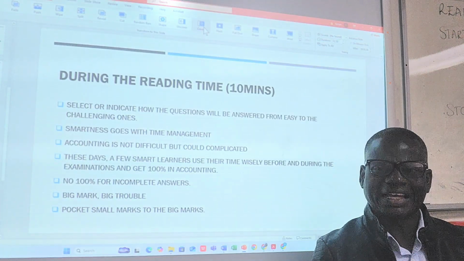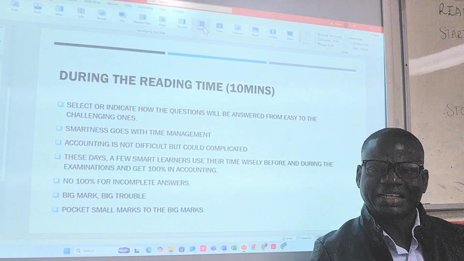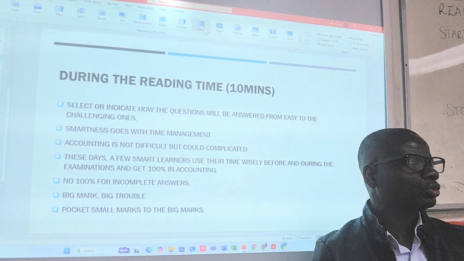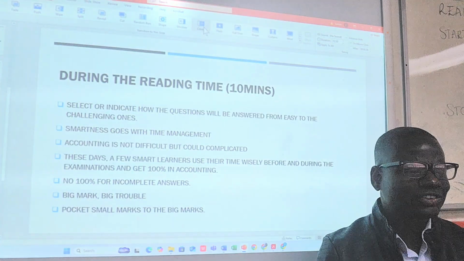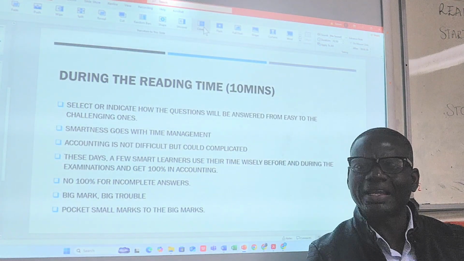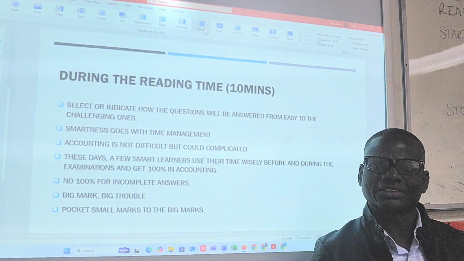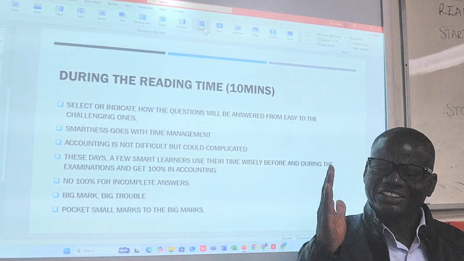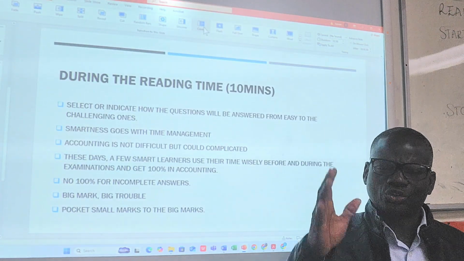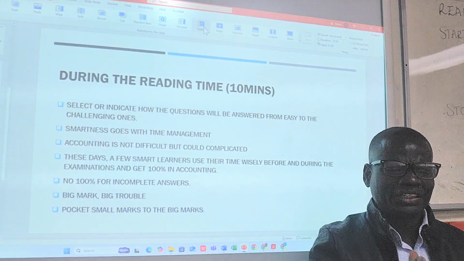You check your time, you work the time, you fast smart the time, and you make sure you pocket the small marks first. 1 mark, 2 marks, 3 marks before you add them together. It will become big marks. Just master your technique, your strategy. Make sure that you are very on it.